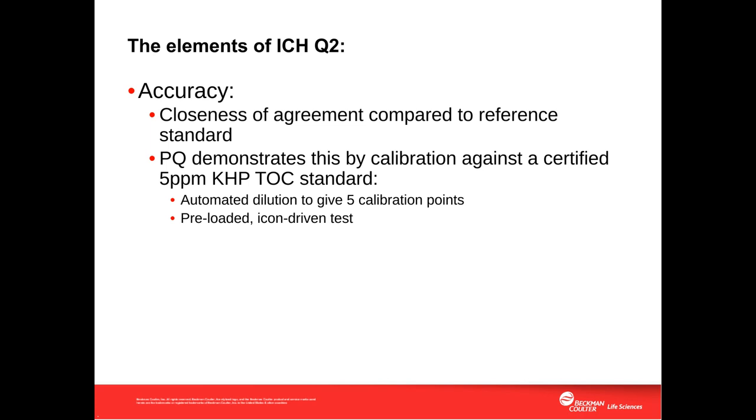Automated onboard dilution allows comparison against this standard at 5 points across the measurement range. The test SOP is preloaded and automated and is selected from an icon on the screen. So there's no manual configuration, no manual pass-fail, so it reduces the opportunity for human error.